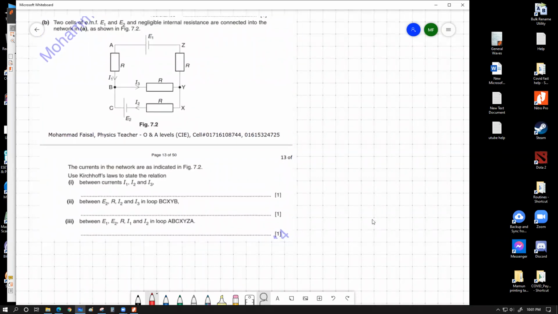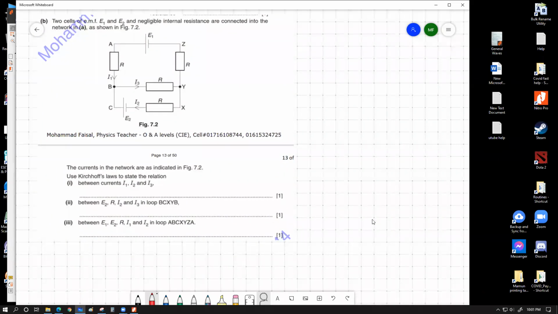Let's have a look. Question number B3 says between E1, E2 are I1 and I2 in the loop A, B, C, X, Y, Z, A. So this is the entire sequence of the whole loop. We start from point A and go from A through B, C, X, Y, Z, A. This is the entire sequence that we need to follow, so all of this outer circuit is something that we need to work with.